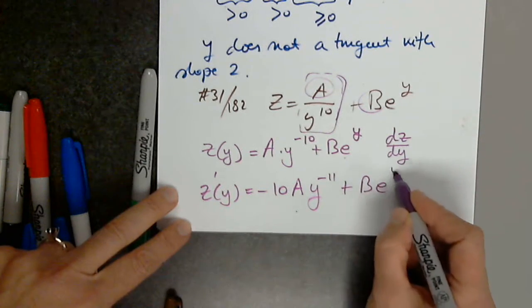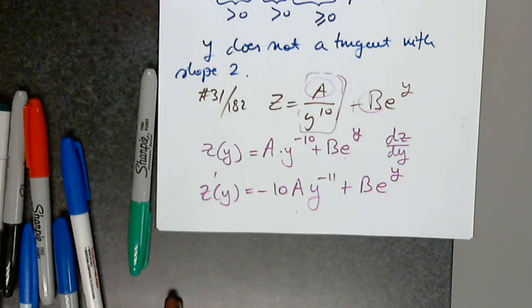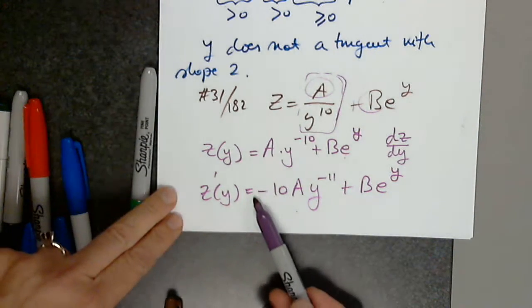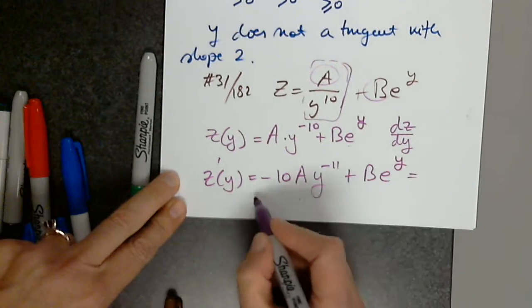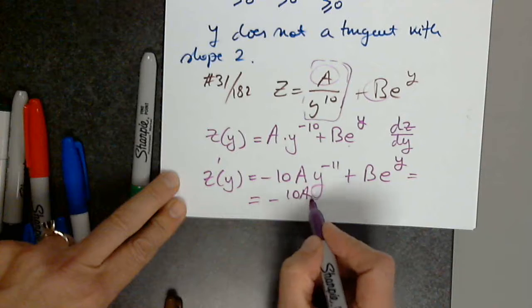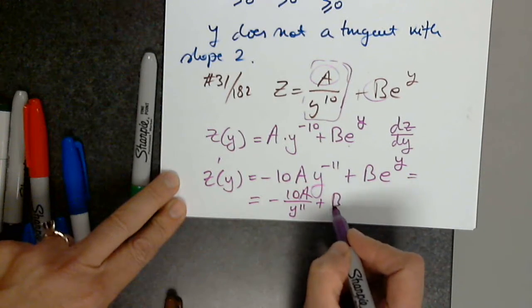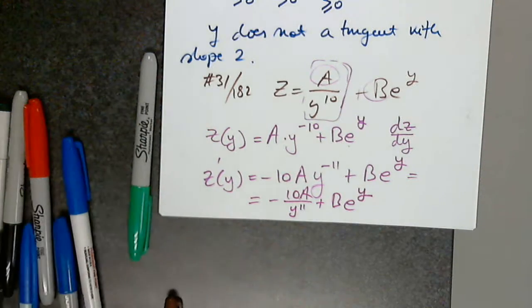Plus b e to y, because e^y prime is e^y. Good. Now you can rearrange it and write negative 10a divided by y to the 11th, if that's what you want to do. I recommend that. Plus b e to y. Perfect. Very good pick. Anything else?